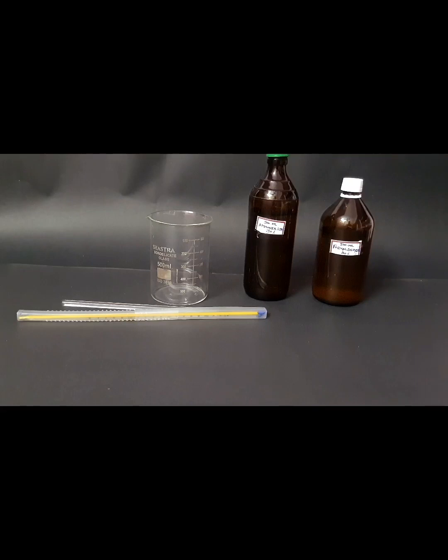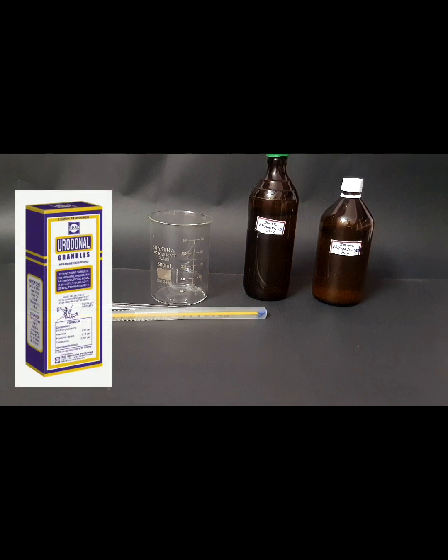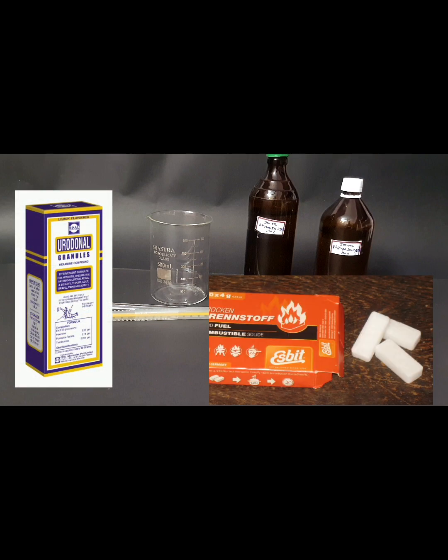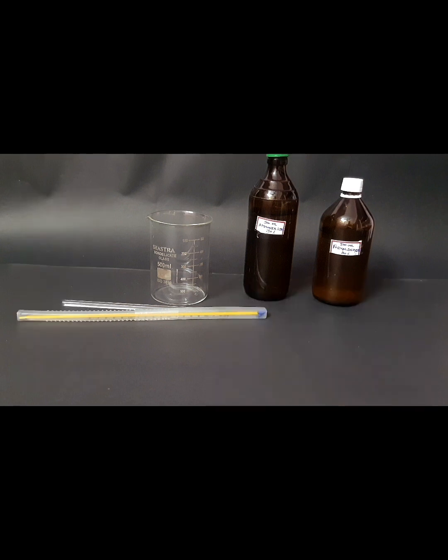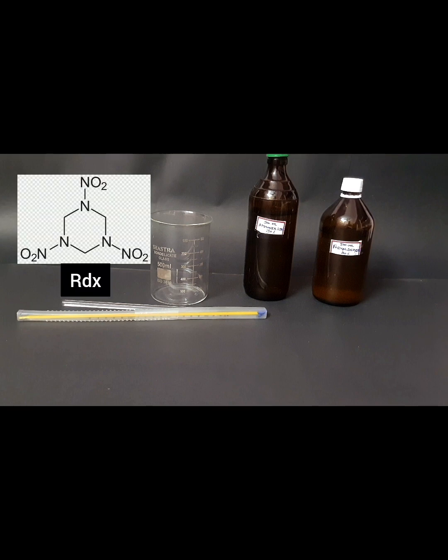So hello viewers, today we will be synthesizing hexamethylene tetramine, also known as hexamine. Hexamine has a wide range of applications. Its urotropin form is used to treat urinary tract infections, and it's also used as emergency fire starters in camping. Hexamine is also one of the major primary components of making C4 explosive, aka the RDX.